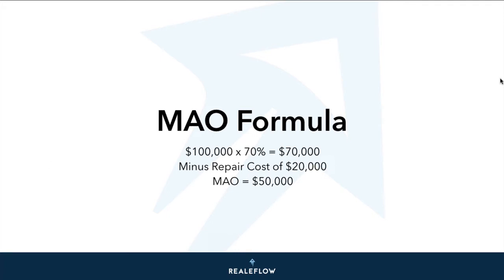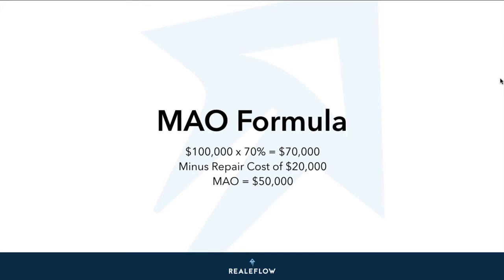And I know I don't want to exceed $70,000 buying it and rehabbing it, because that $30,000, what do you think that is? To be your profit, your holding costs. And let's assume that there's $20,000 in repairs that it needs. So I'm going to take my $70,000, I'm going to minus my repairs, $20,000. That means my maximum allowable offer is going to be $50,000.